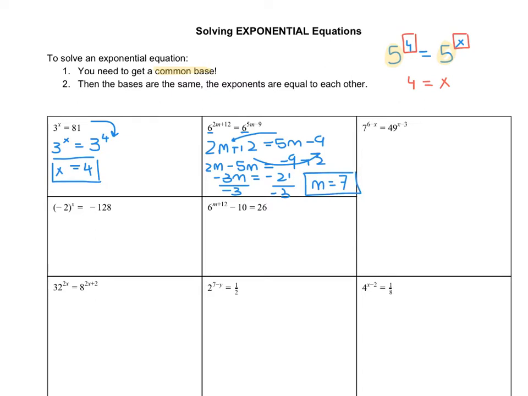You can always do a left side, right side check here by subbing in 7 for the variable and then checking to make sure that when you do 6 to the power of whatever, it's the same thing as on the right side. Okay, let's go to the next one.